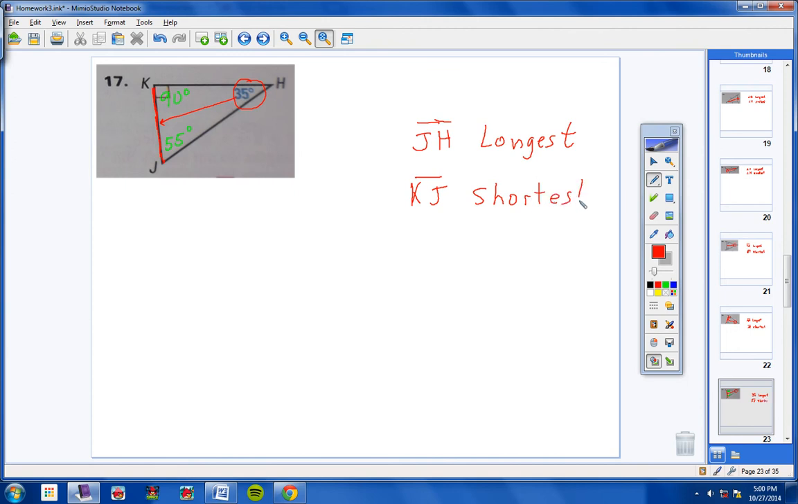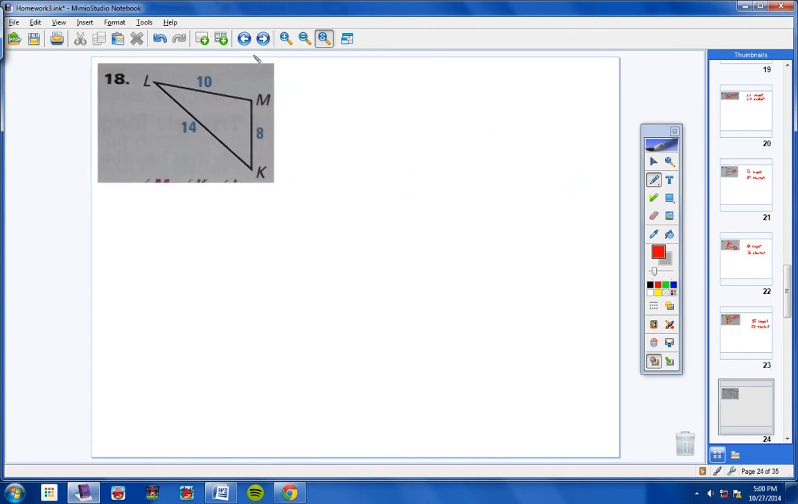Okay? Alright, let's move on now to number 18. The directions for 18 through 23 say to name the angles from largest to smallest. So here we go.